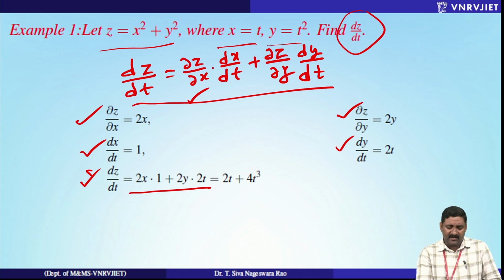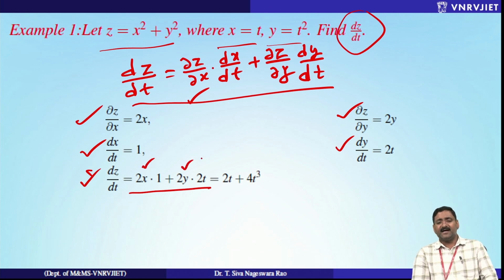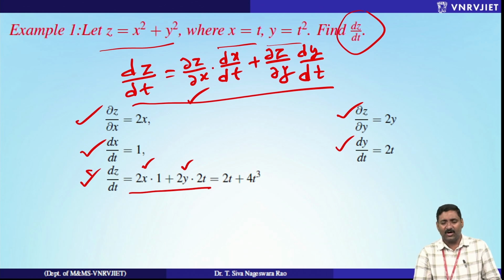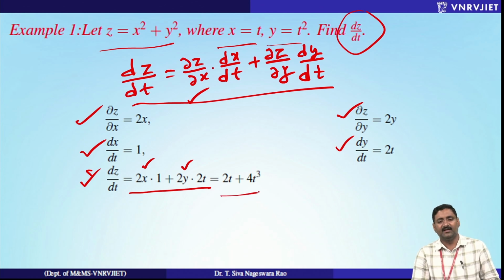Now here we have x, y, but we need to express the answer in terms of t only. Why? Because z is depending upon t. Obviously the answer in terms of t only. Finally you will get 2t plus 4t cube. This is the total derivative of z.